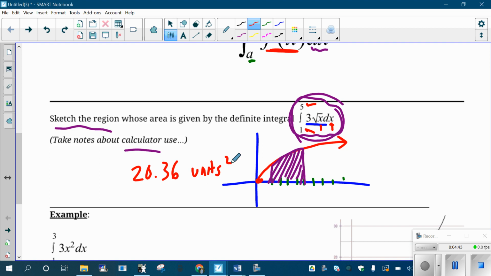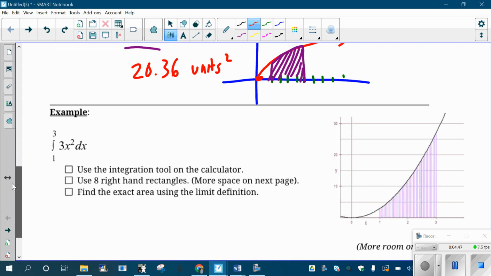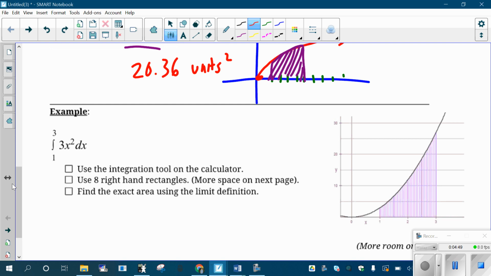Okay? Cool. If we're thinking about finding area underneath the curve, there's a few different ways we can now do it. We can use this integration tool on the calculator. We can use right-hand rectangles or we can use the limit definition, that thing we were talking about yesterday. I want to do each one of these together real quick, okay?